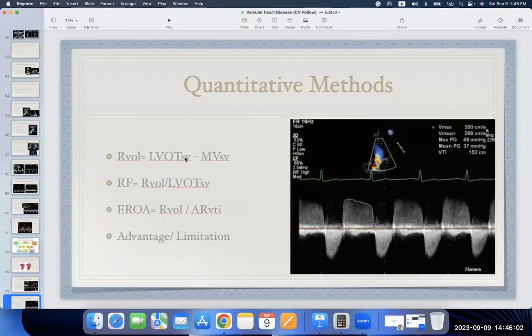You will say LVOT stroke volume will be larger than the mitral valve stroke volume. You will do the subtraction, you will get the regurgitant volume. You will divide it by the LVOT stroke volume, you will get the regurgitant fraction. And then if you divide the regurgitant volume by the VTI of the aortic regurg, you will get the effective regurgitation orifice. The advantage and limitation are similar to the Doppler quantitative method that we used with the mitral regurg.